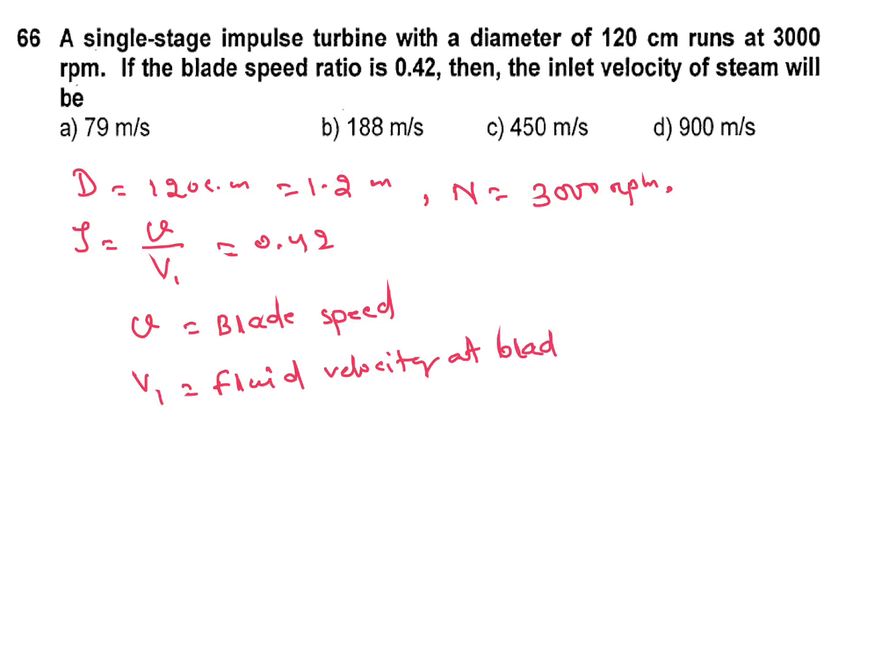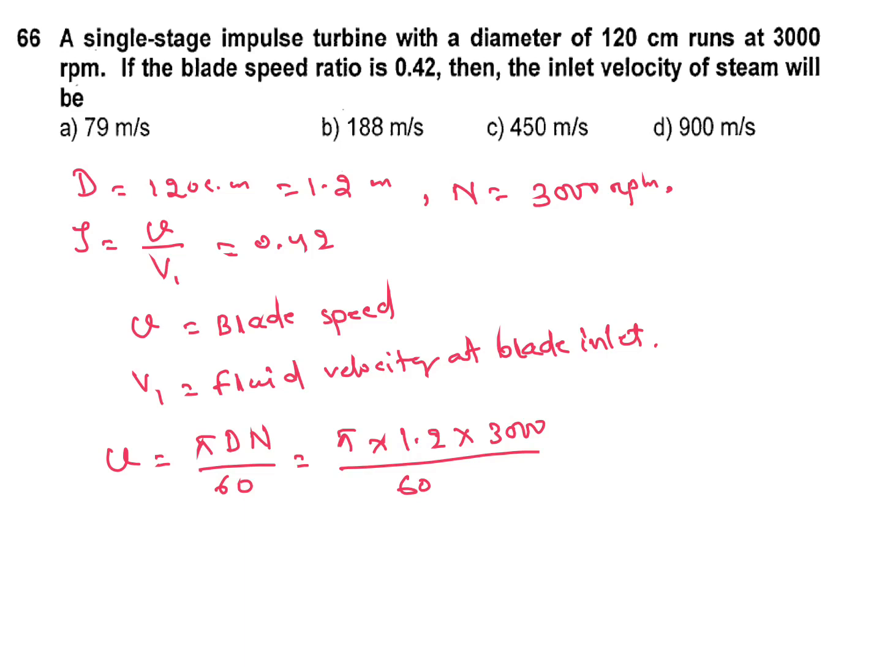At blade inlet, we have to calculate the inlet velocity of steam V1. So blade speed u, the formula is pi D N by 60. So it's pi into D is 1.2, N is 3000 divided by 60. So this is 50.